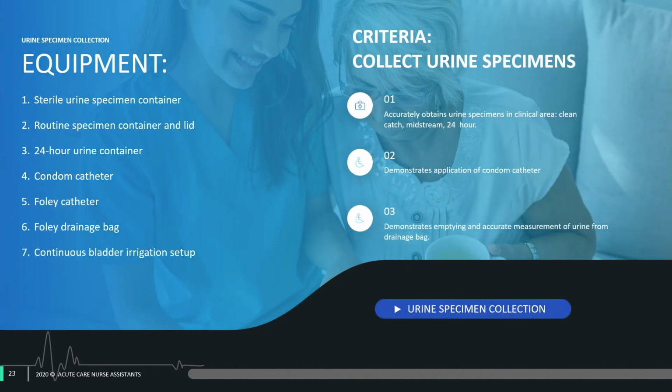Equipment: sterile urine specimen container, routine specimen container and lid, 24-hour urine container, condom catheter, Foley catheter, Foley drainage bag, continuous bladder irrigation setup. Criteria for collecting urine specimens: accurately obtain urine specimen in clinical area, clean catch, midstream, 24-hour.